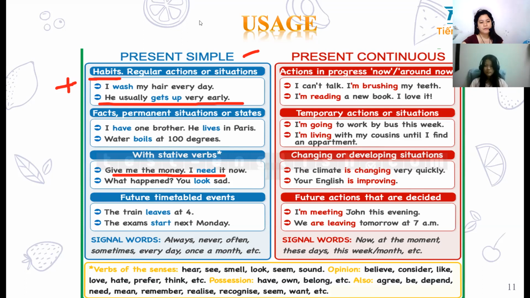Now, for the future timetabled events, the train leaves at 4. Another is, the exams start next Monday. Is there a problem? No. Okay. Now, for the signal words, you can use always, never, often, sometimes, every day, once a month, and others.